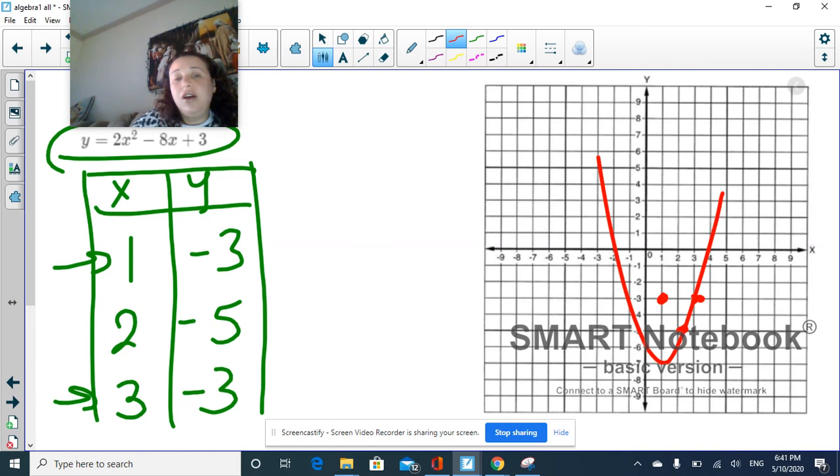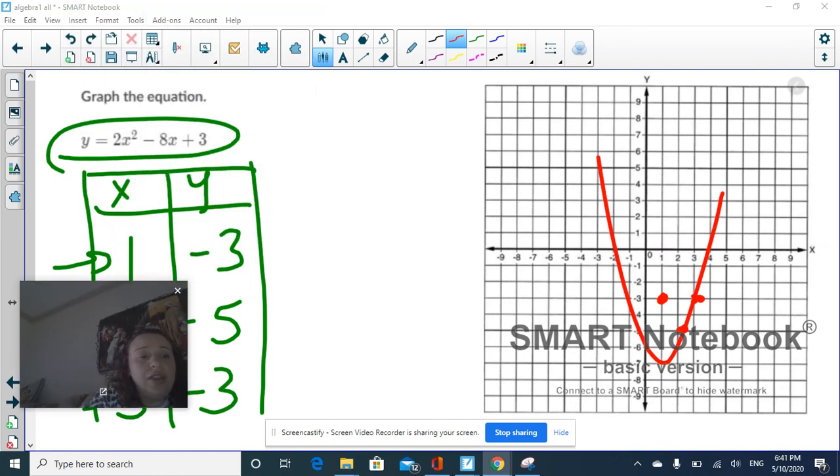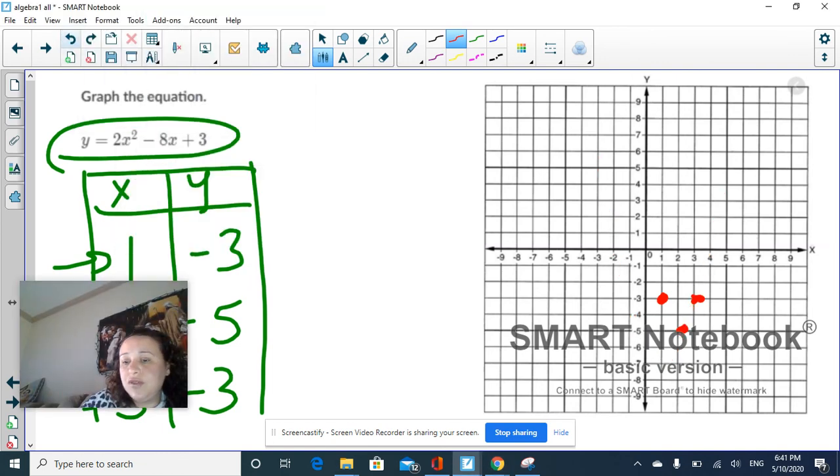You can also find the zeros of the function, to find the x-intercepts, if you want to graph it perfectly.